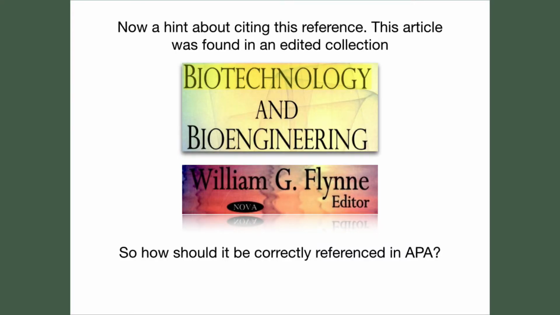Now, since the example used in this video is an article found in an edited collection, I'd like to show you how it would be correctly cited on the reference page using APA. Flynn is the editor of the work titled biotechnology, and bioengineering. In using APA, the authors of the article are listed first, in the order found in the article, using last names and the initials of first and, if given, middle names. You do not spell out first or middle names. Then follows the year of publication in parentheses and a period.